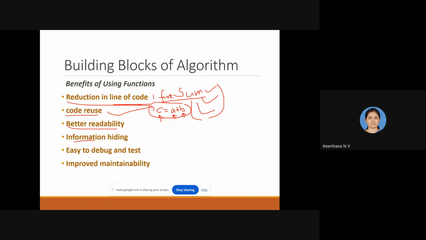The fifth one is easy to debug and test. If you are using a summation function, it is easy for the programmer to debug and test. The last one is improved maintainability. The code is easily maintained if you are using a function. This is the main thing for the addition of two numbers. So this will be maintained under this function, right?